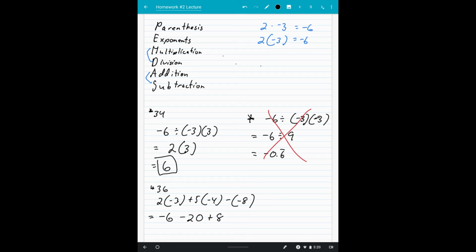Now we can see there's no more multiplication. We didn't have parentheses, we didn't have exponents. There's no division. We can move on to addition and subtraction. Addition and subtraction are grouped up with this blue line because we do it in order from left to right. Negative 6 minus 20 makes negative 26 plus 8. That then gives us negative 18 as our answer.